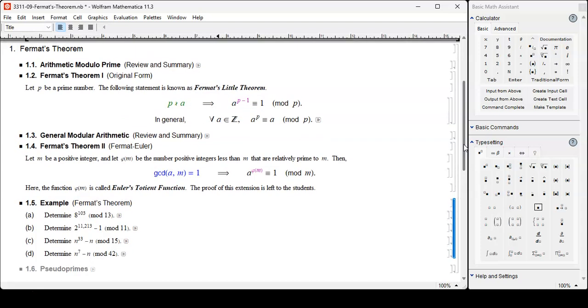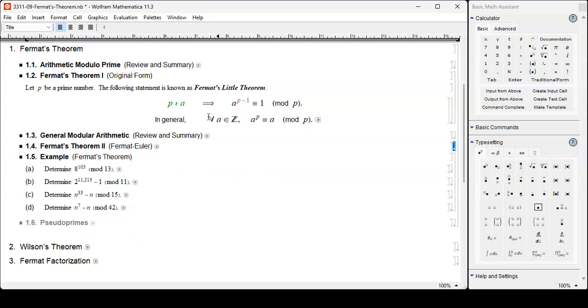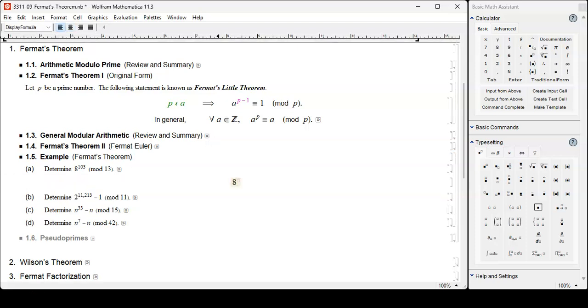Let's see, how about these examples? Determine 8 to the 103 power mod 13. Looks like Fermat's theorem is sufficient because 13 is a prime number. So how do you work out 8 to the 103 power? Well, please remember a to the 12th power is congruent to 1 mod 13.